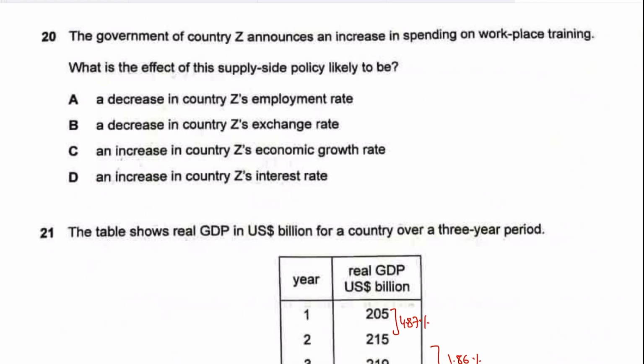Okay, guys, question number 20 says the government of country Z announces an increase in spending on workplace training. What is the effect of this supply side policy to be? So obviously this is a supply side policy because the government is investing in training. So this should definitely increase the country's economic growth rate, shift the productive capacity and the LRAS to the right, or the PPC to the right. So 20 should be C.